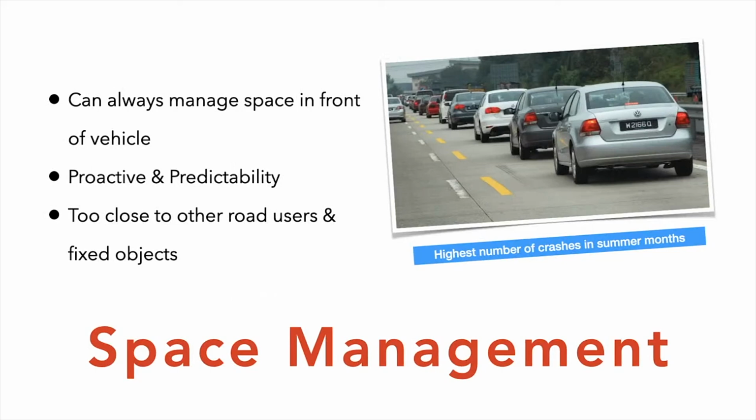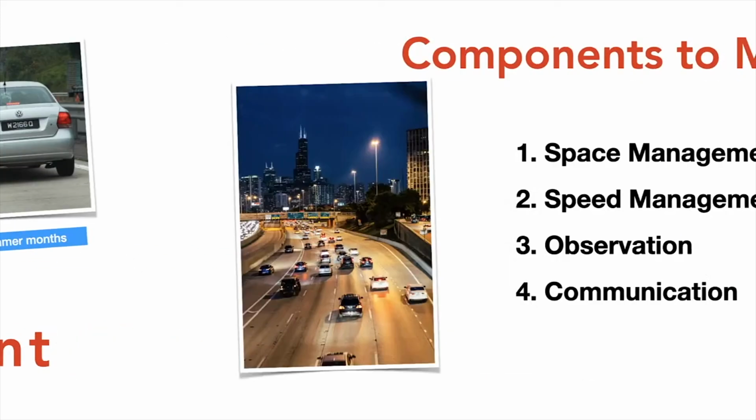How can you keep yourself safe? How can you drive smarter? Always manage space in front of your vehicle. That is the one place in this day and age that you can always manage space. By managing space in front of your vehicle and never being closer than one car length to the vehicle in front of you, you can be proactive and predictable on the roadways. And you can stay away from other things, because it's less likely that you're going to hit something if you're not near anything. So space management.